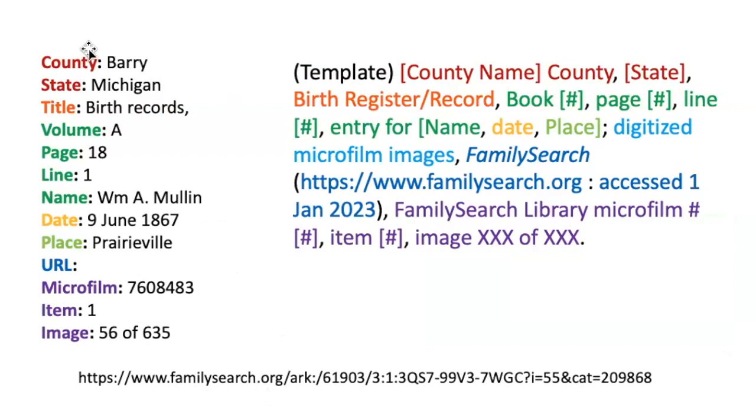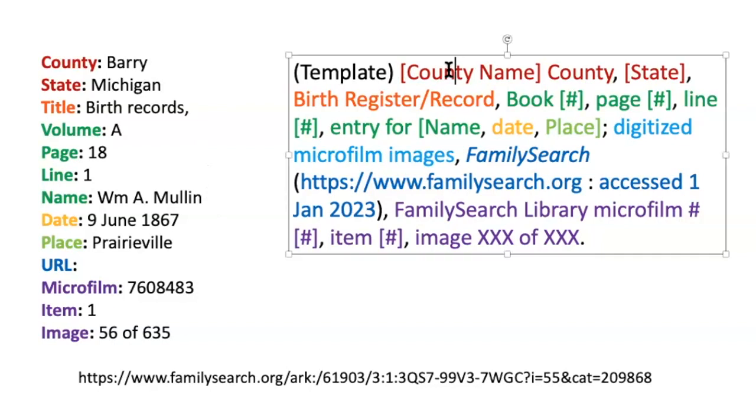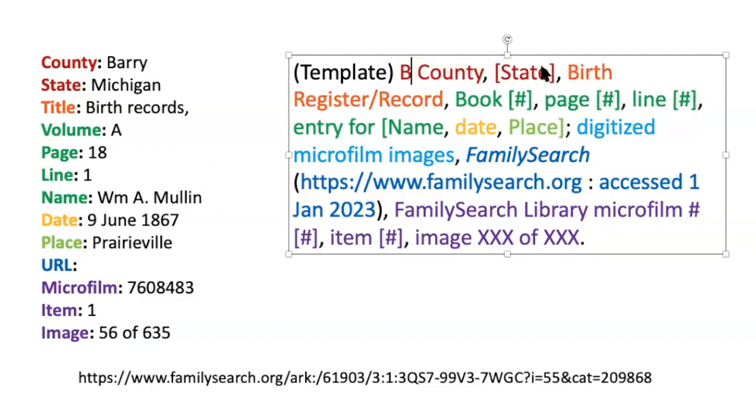I've already gathered the information from the source. I've examined it thoroughly and found all the information that I needed, and then I can plop each item into the citation. So to start off with, we're going to highlight the county where it says county name, and we're going to type in Barry. The word county is already there for us. We want to add the state, which is Michigan.